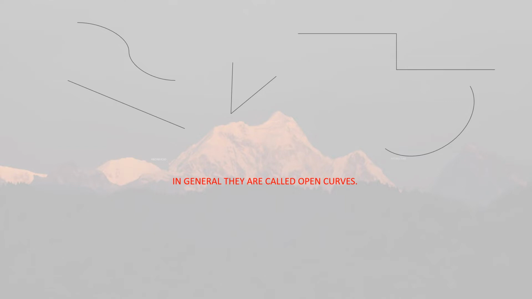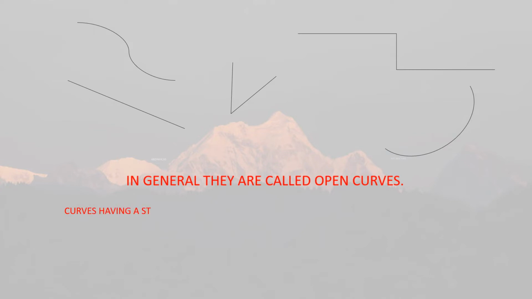Now we see this curve. This is also a curve, and this is also a curve. We call them open curves. They don't enclose any kind of area within them. They are open. They have a starting point and an ending point. So here we have the definition for open curves.